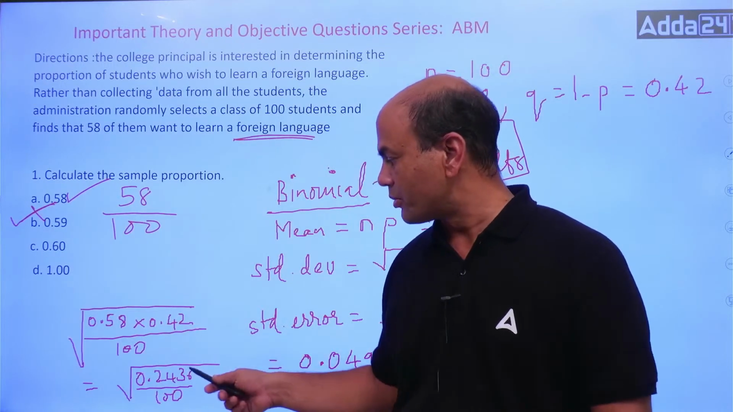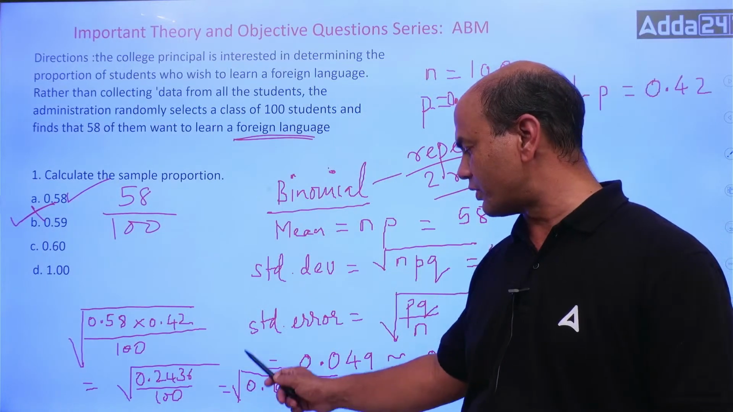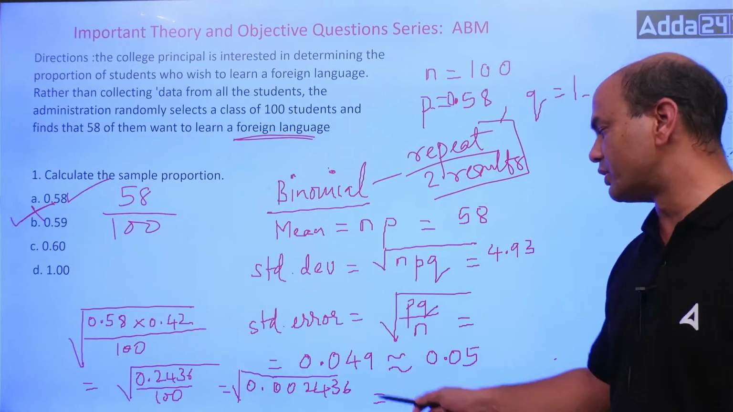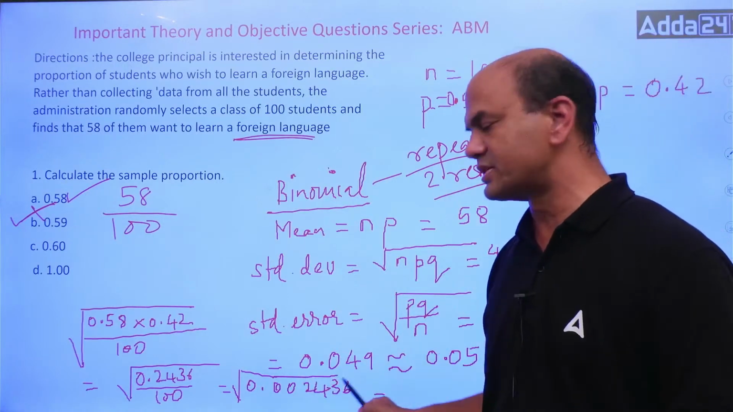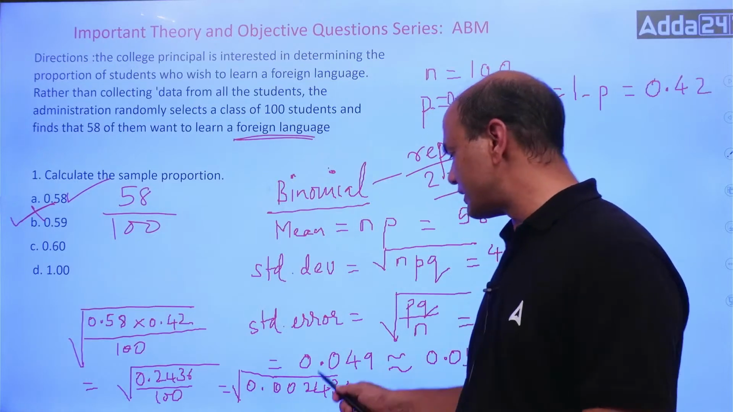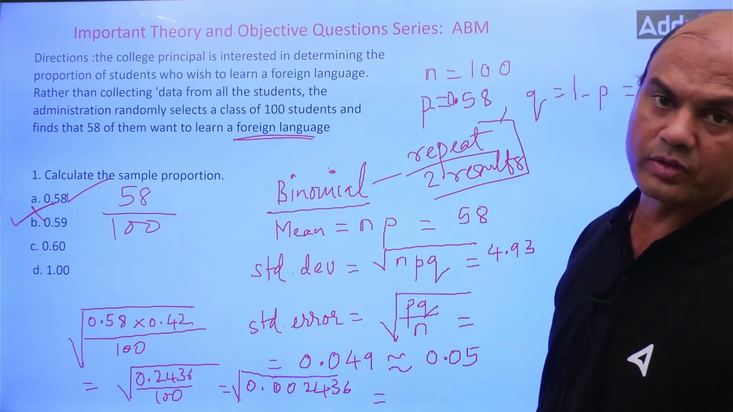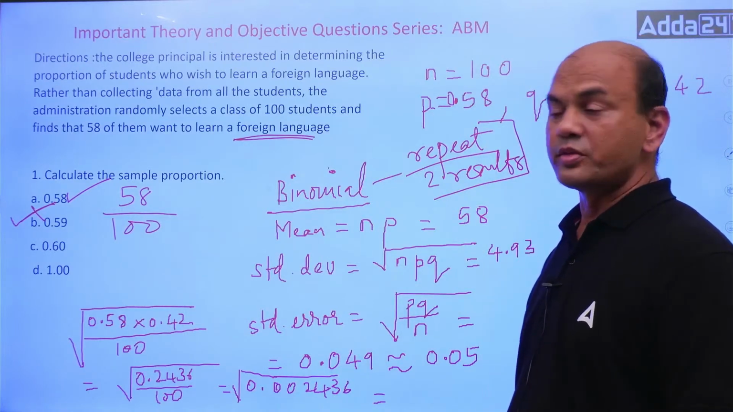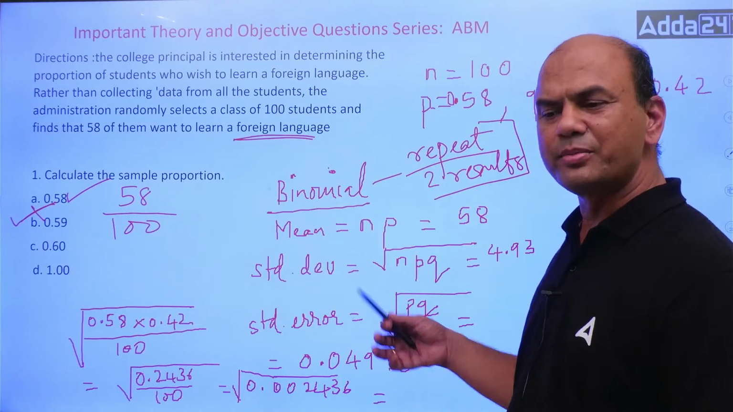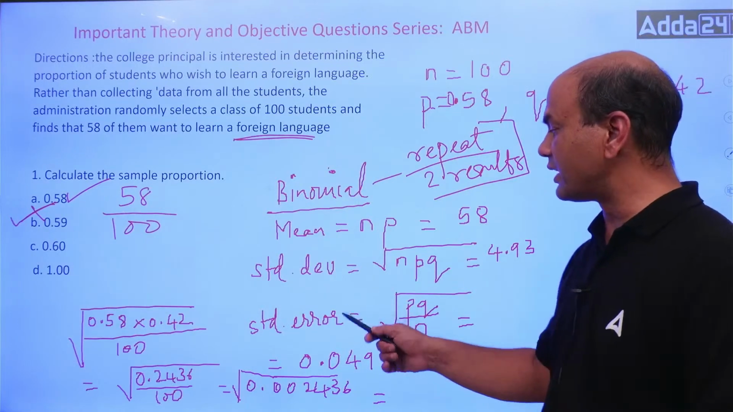Okay. So 0.2436 upon 100. You must get this as square root of 0.002436. So are you getting this? If you do it, what will be the square root of this? How many of you are getting this 0.049? So that is known as standard error. You can round it off to 0.05. 0.049 means roughly 0.05. So you get the standard error as 0.05.